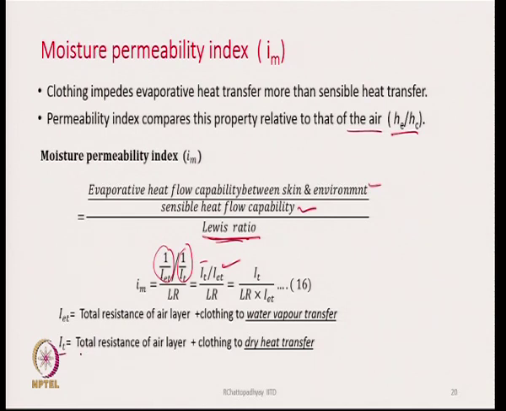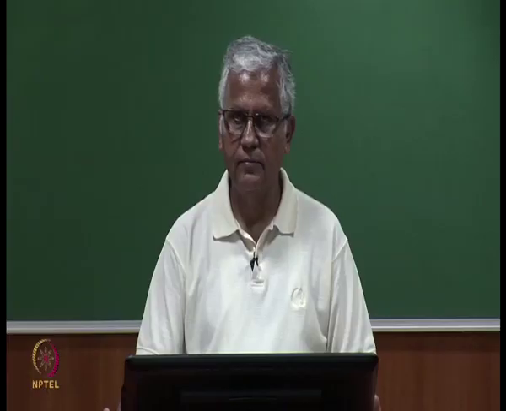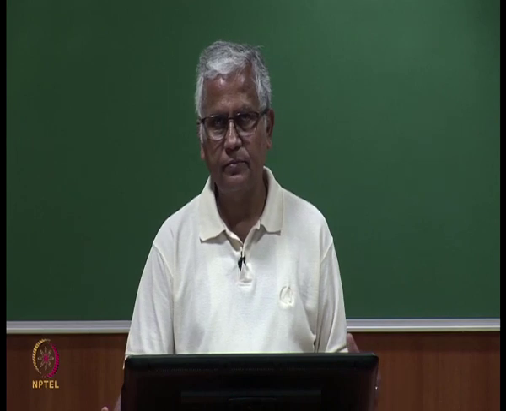I T is the total resistance of the air layer and clothing to dry heat transfer, and I E T is the total resistance of the air layer and clothing to water vapor transfer. So, that is the difference. The E stands for evaporative heat transfer, and if the E is not there, it is total. If it is I T, it is total insulation or total resistance. I always means insulation, which in a way means resistance.